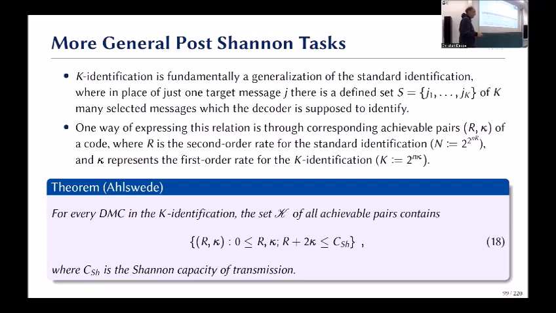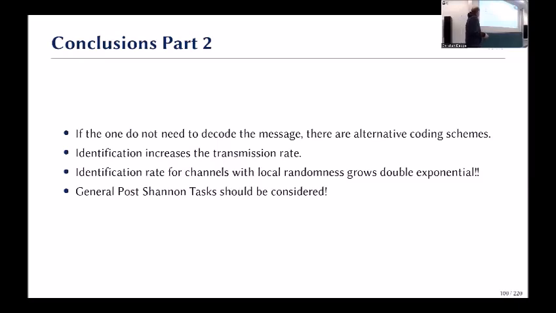Okay, this finishes the second part. So, what do you do? If I do not need to decode the message, there are alternative coding schemes. Identification increases the transmission rate for deterministic and for randomized identification. And the identification rate for channels with local randomness grows already double exponentially. And of course, we should consider post-Shannon paths more often.